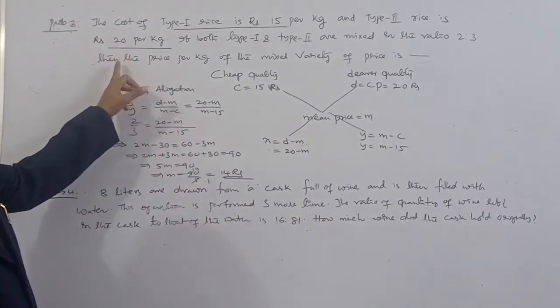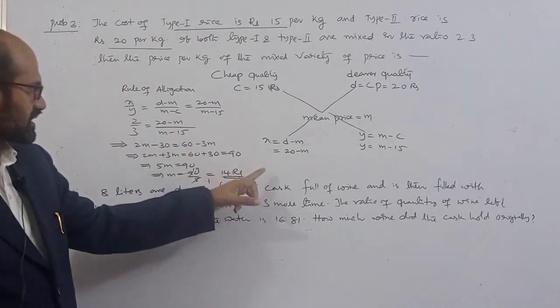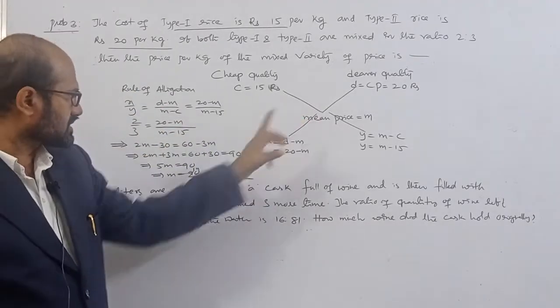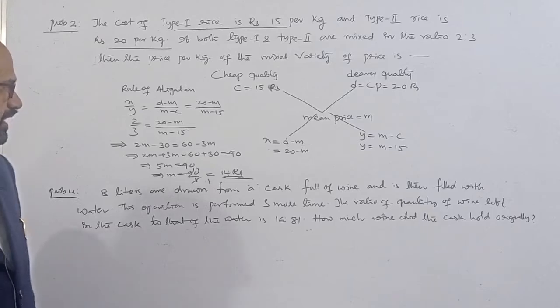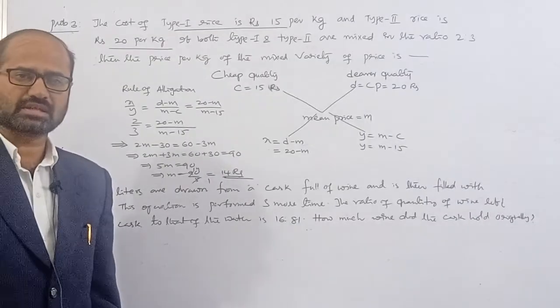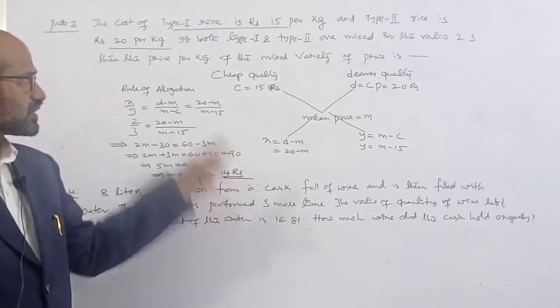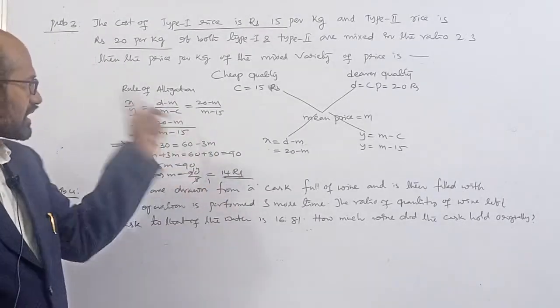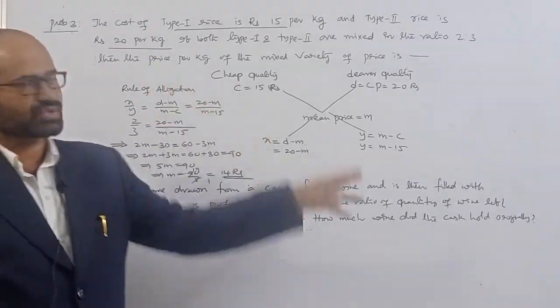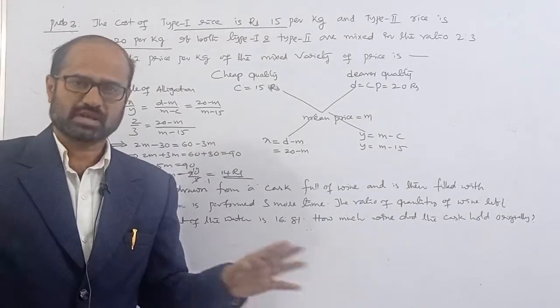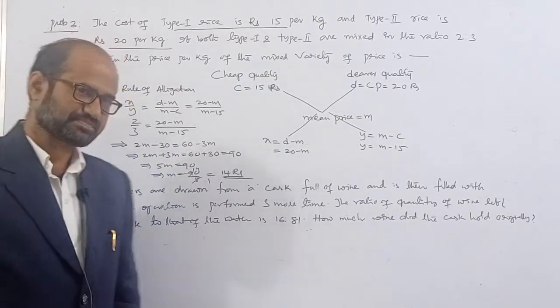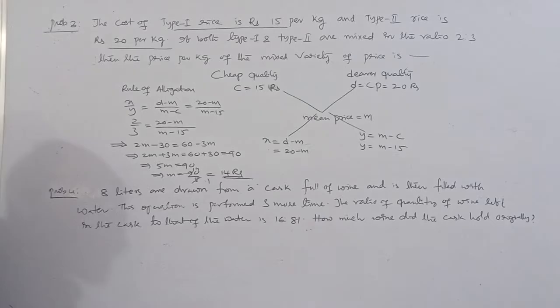Now we found the mean price, that is 14 rupees. It means if you want to get the mean price, you have to mix type 1 and type 2 rice in the ratio 2:3. It's very clear, right? Now let's see one more problem.